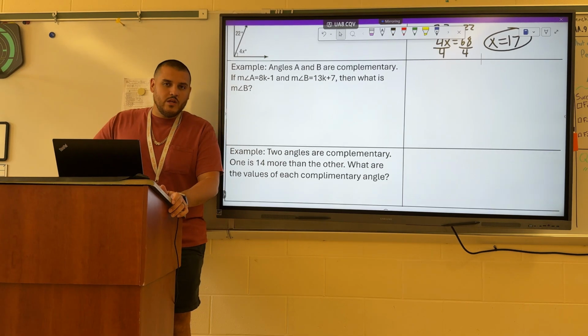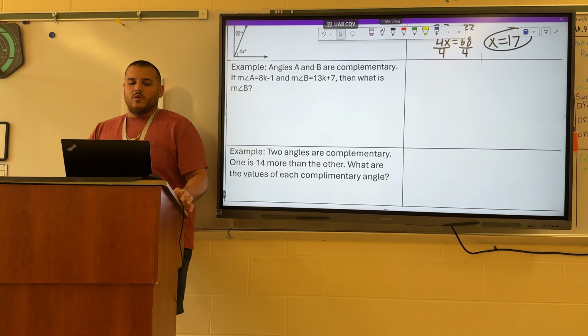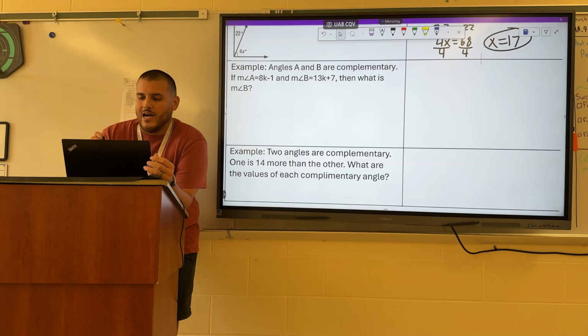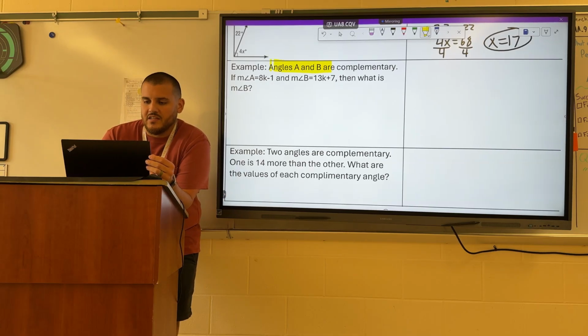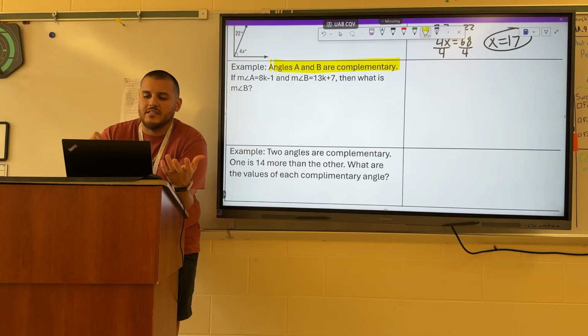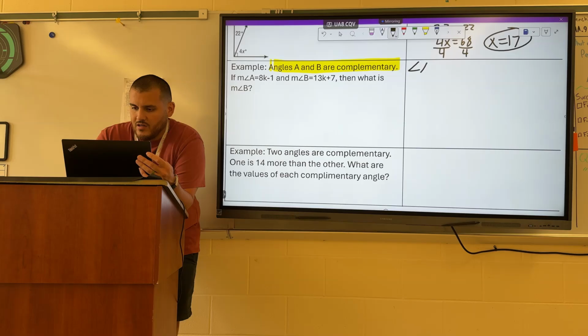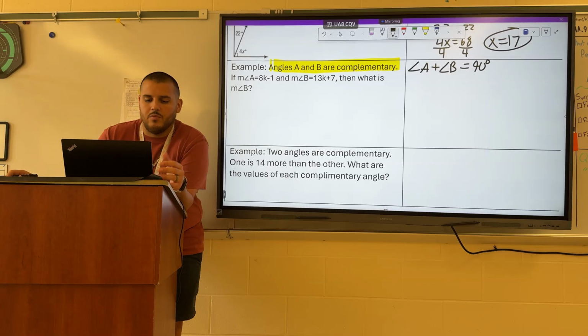These word problems are really where our knowledge is put to the test. We have angles A and B that are complementary to each other. So that first sentence alone tells me that these angles have to add up to 90 degrees because they're complementary. So I could even start with a little shell here for my equation. Angle A plus angle B, we know equals 90 because they're complementary angles.